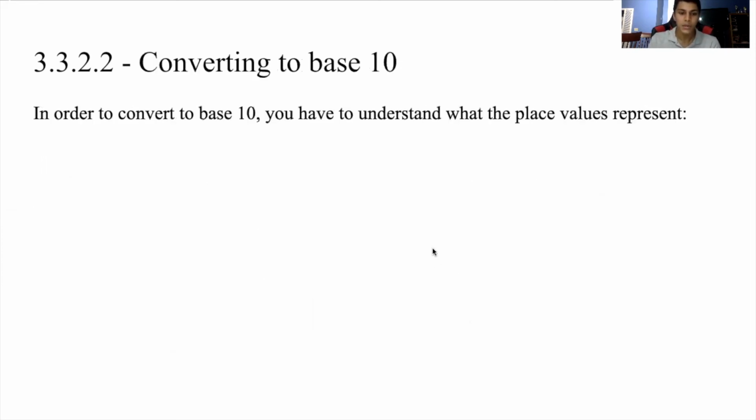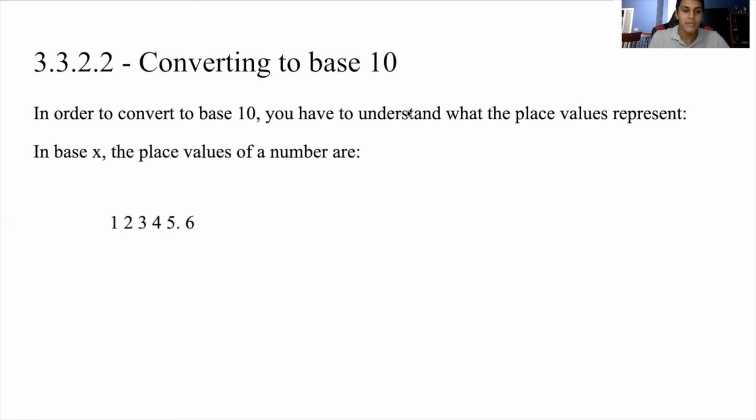And then we talked about converting to base 10, where learning the place value explanation of what bases are will help you a little bit more. So in any base, or base x, the place values of a number starting with the ones place will be x to the 0, then x to the 1, to the 2, to the 3, to the 4, and past the decimal point, it goes negative. So x to the -1, -2, -3, and -4, and so on.